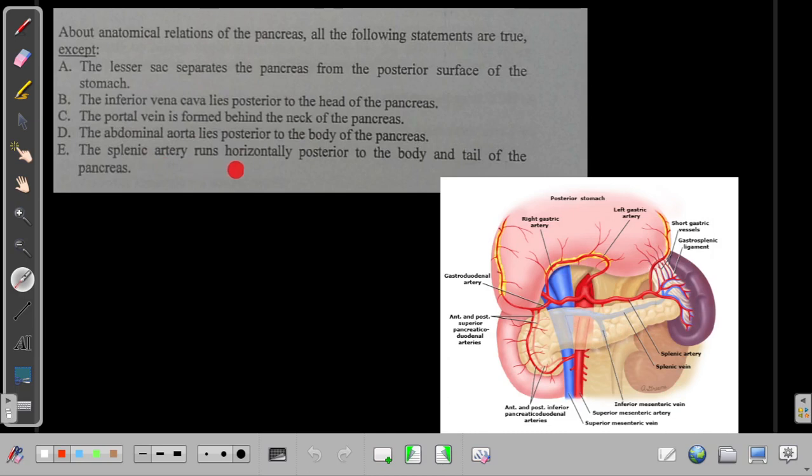The splenic artery runs horizontally posterior to the body and tail of the pancreas. This is untrue, this is the exception. Why? As a matter of fact, what runs posterior to the body and the tail is the splenic vein, not the splenic artery. The splenic artery runs at the upper border of the pancreas, making a tortuous or zigzag course before reaching the spleen. So the splenic vein is posterior to the body and the tail, and the splenic artery is at the upper border of the pancreas. Okay, the answer is E.